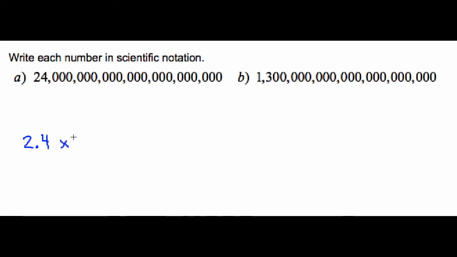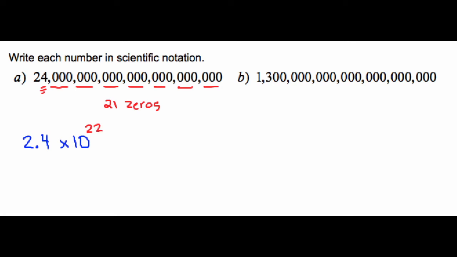Then we want to multiply by 10 to an exponent. Now the exponent is positive because the number is greater than 1, and now we just count the zeros. 3, 6, 9, 12, 15, 18, 21 zeros. So we have 21 zeros. And then we also have to realize we have a placeholder for this 4, because we turned the 4 into a 0.4. So we'd have to multiply by another 10 to do that. So that means our exponent is going to be to the 22nd power. We have 2.4 times 10 to the 22nd.